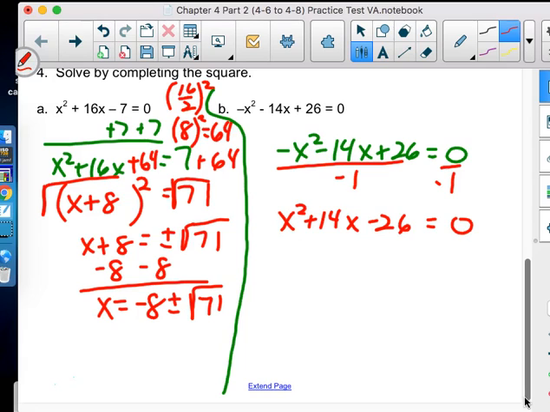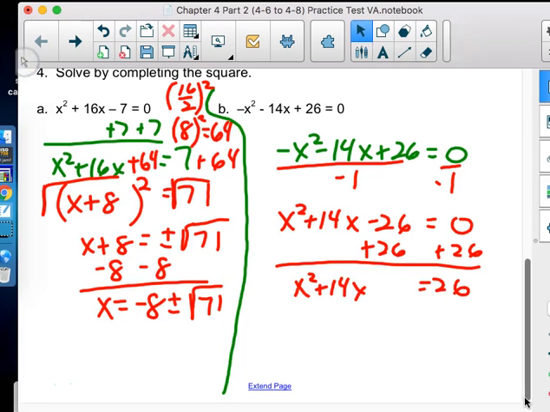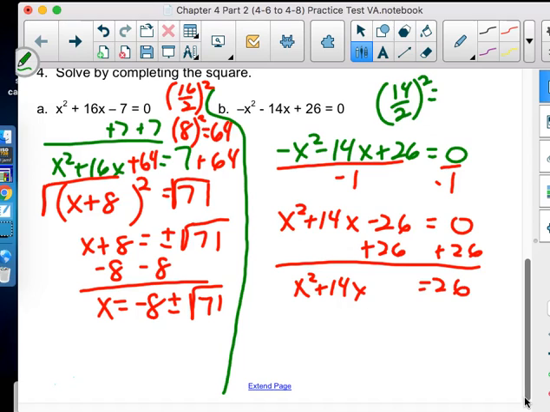0 divided by negative 1 is still going to be 0, so that's not going to do anything over there. Well, now this is just like this problem we just did. So what do we do first? Add 26, get it over on the other side. Next. 14 divided by 2 squared. Okay, 14 divided by 2 is 7 squared. Okay, that's 49.